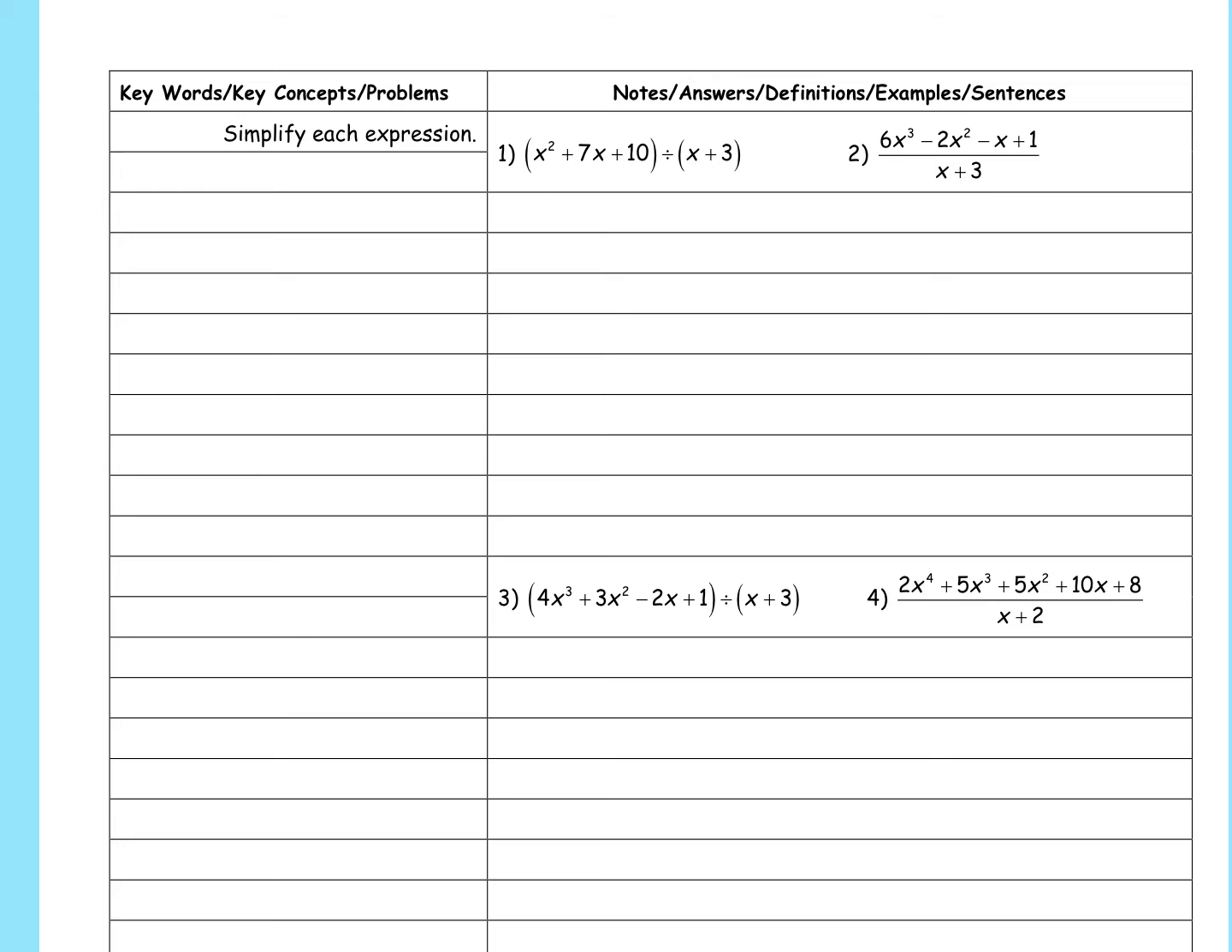It makes so much more sense than teaching you guys the long division way, when you guys are like, I hate long division, right? Everyone hates doing long division.